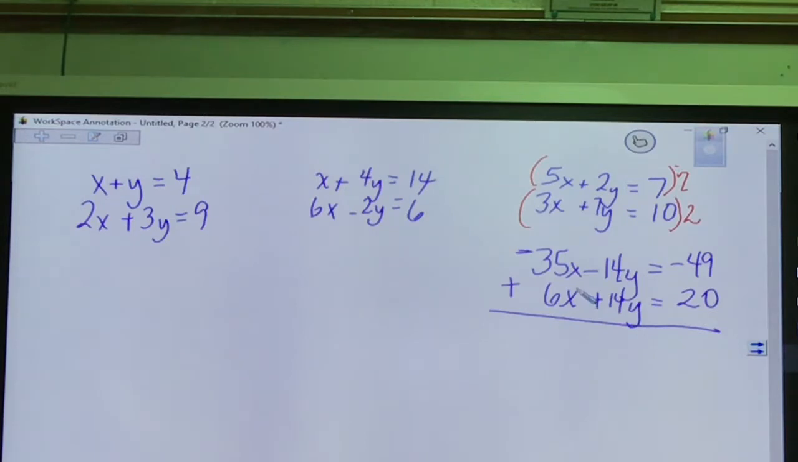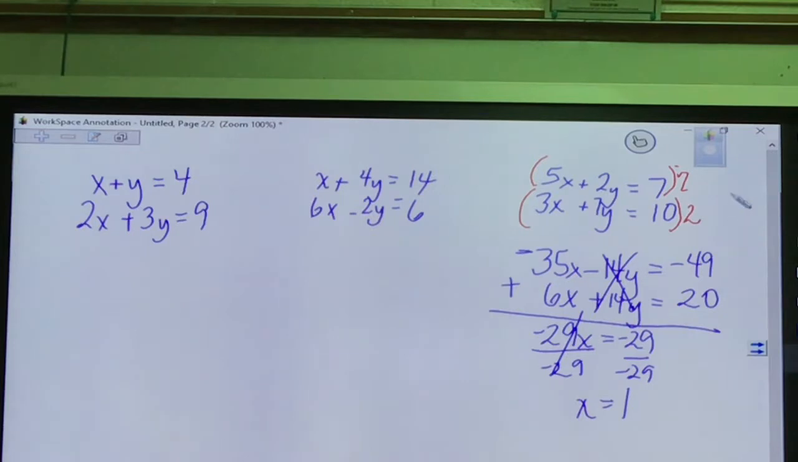Okay, negative 35x plus 6x is negative 29x. What happens to these two? What's negative 14 plus 14? 0. They cancel out. They're eliminated. That's why it's called elimination. Equals, what's negative 49 plus 20? Negative 29. Divide both sides by negative 29. X is going to equal 1.